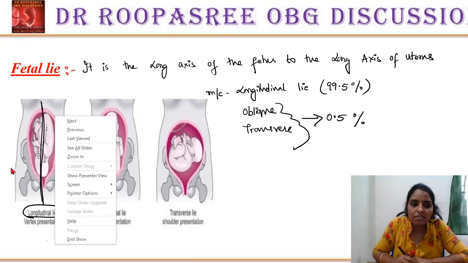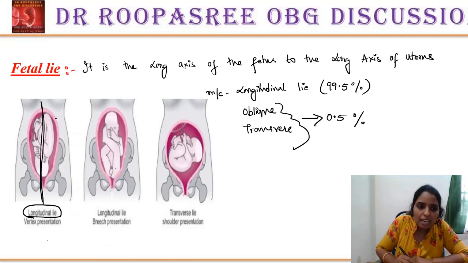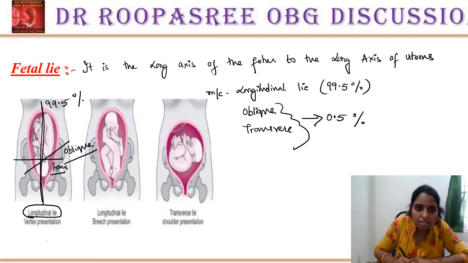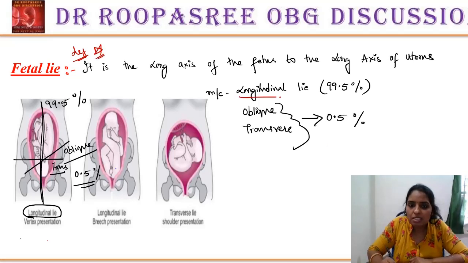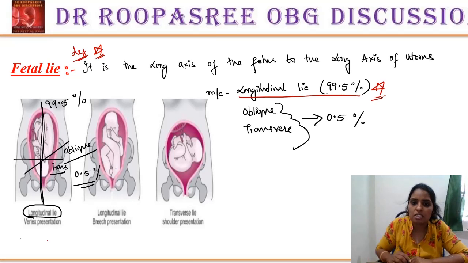Okay, this is the fetal lie. See, this is the longitudinal. This is the oblique. This is the transverse. Longitudinal lie is about 99.5%. These two are only 0.5%. In this slide, the main important questions you can observe: first, define. They will be asking define. More common is longitudinal, about 99.5%. Now you got the definition of the lie.